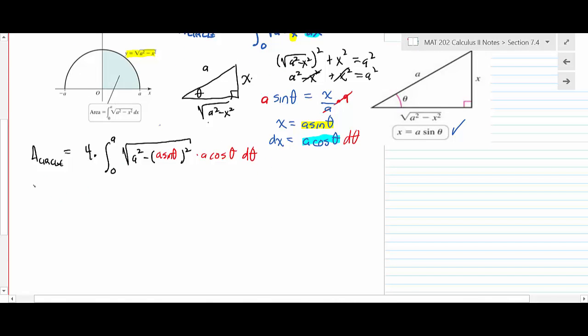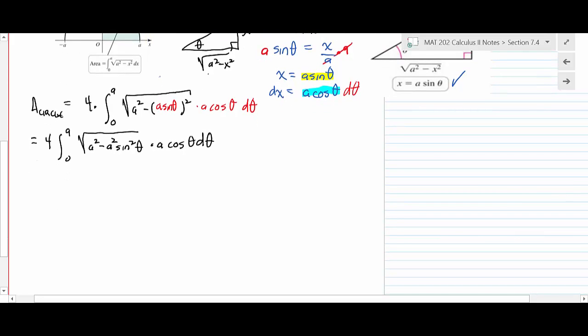So let's go ahead and proceed with this. Now we're ready to crunch out the integral. We're going to do 4 times the integral from 0 to a. Under the radical I have a squared minus a squared sine squared theta, then times a cosine theta times d theta like that. Now I'm going to keep crunching that out.